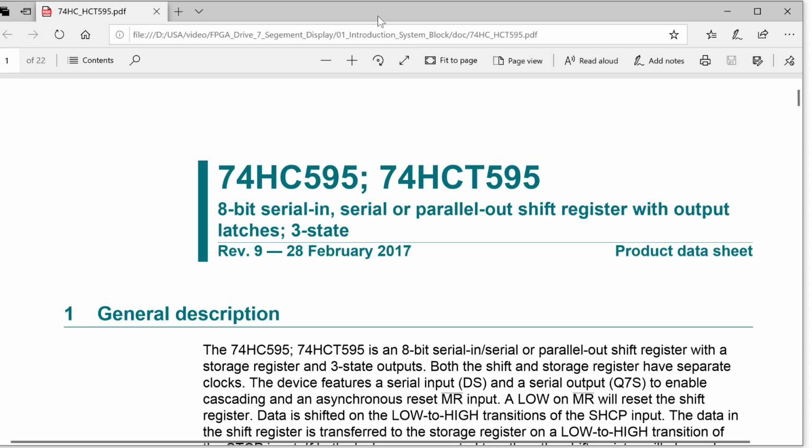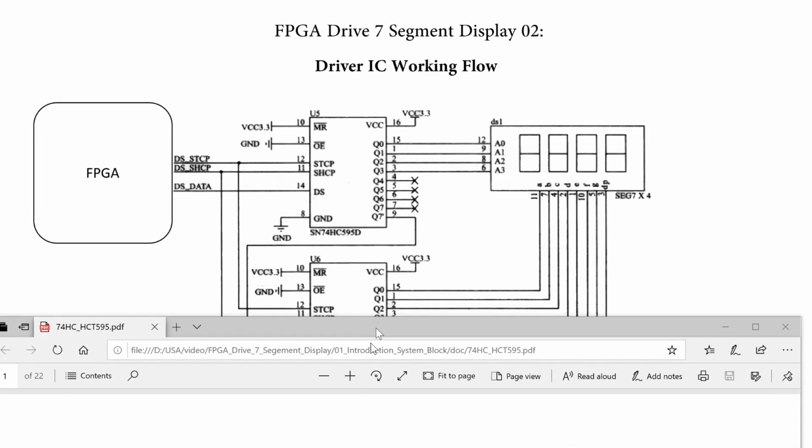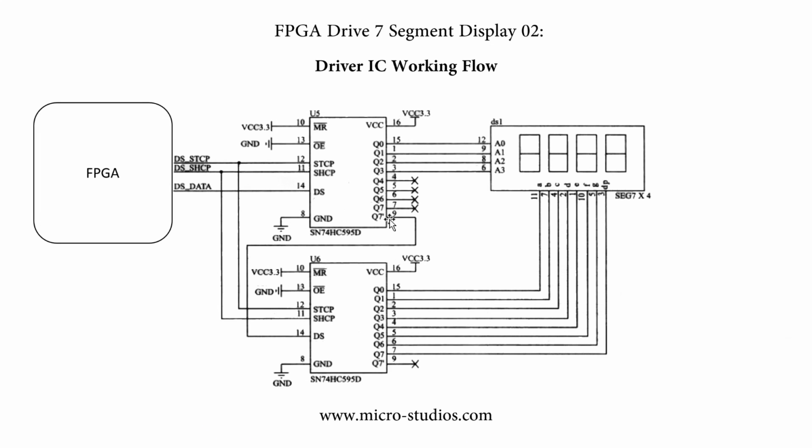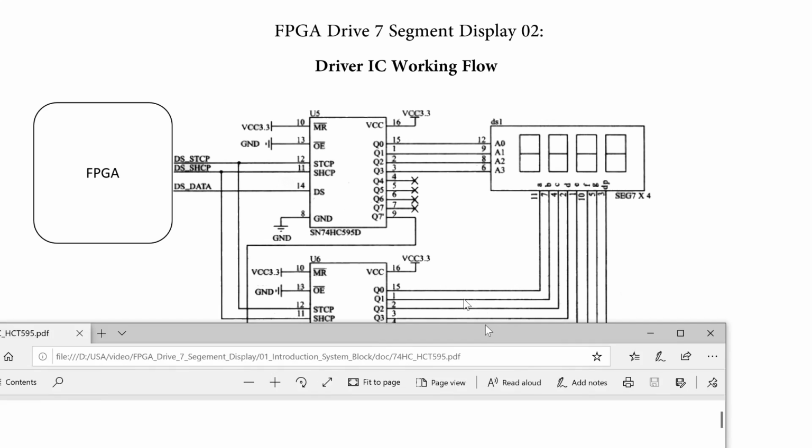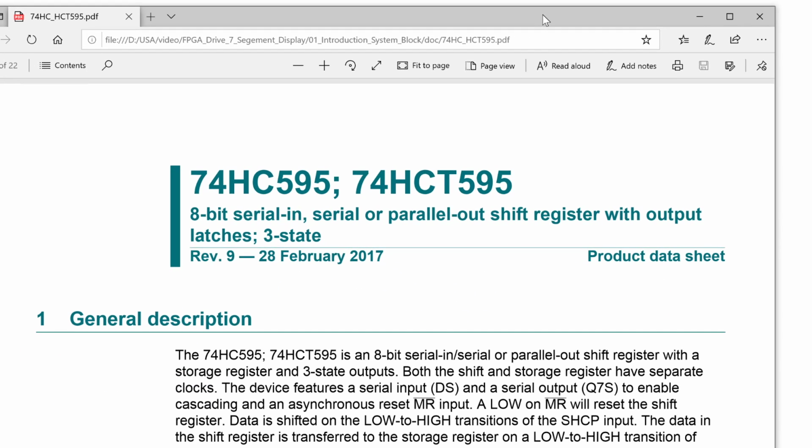Okay, so you can see here, this pin is the serial out, to connect to the next logic IC's input. This pin is the parallel out, to control each LED of the segment display. So we already use both functions of it.